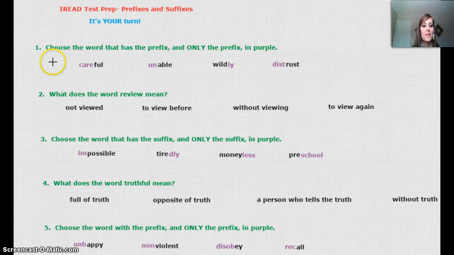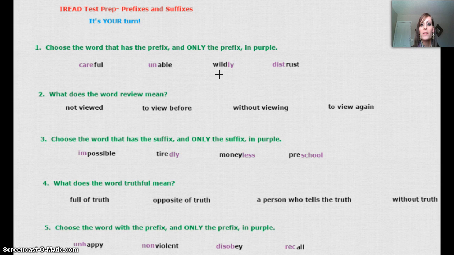Number 1. Choose the word that has the prefix and only the prefix in purple. Remember, a prefix comes before a root word. Careful. Care is in purple. Care is my root word, not a prefix. That's not my choice. Unable. Able is my root word. Un got added to the beginning of my root word. Un is a prefix, and it's only a prefix that's in purple, so that could be the correct answer.